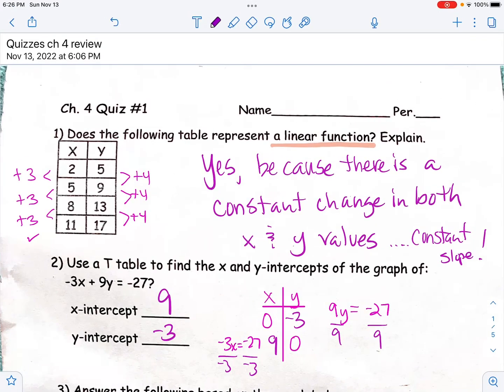Hey, my algebra students. I am just going over these quizzes because I know we have a big test this week, and I just wanted to review the quiz with you as you are finishing up your study guides, which are due Monday and Tuesday. We're going to go over them in class, and then I will post a video.